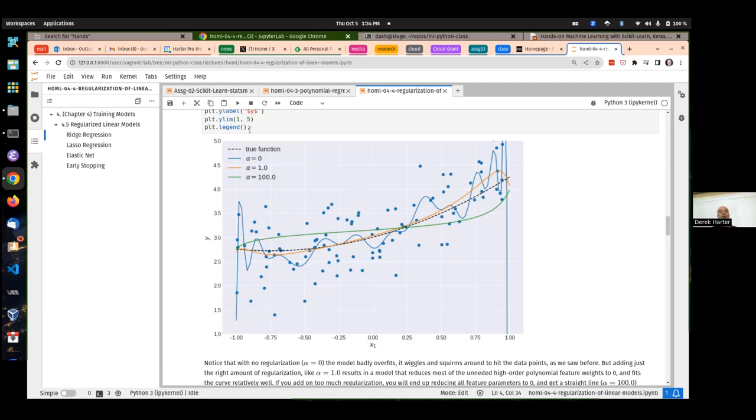So alpha would be a metaparameter here. Instead of proposing that I'm going to fit different size polynomials, I can use the same model, but tune the alpha to try to find the one that gives me the best fit, right? In this case, one gives us a pretty good fit. The true quadratic function is the dashed line here, and with an alpha of about 1.0, we get a function that looks about like that, except maybe on the ends, where you can see it's starting to do some things.